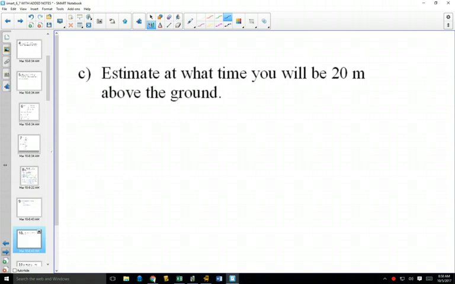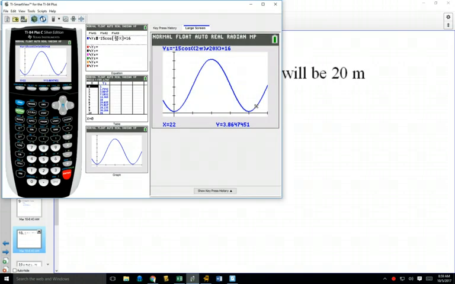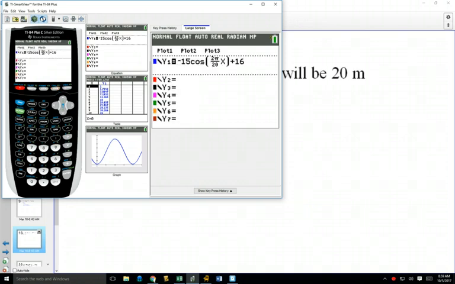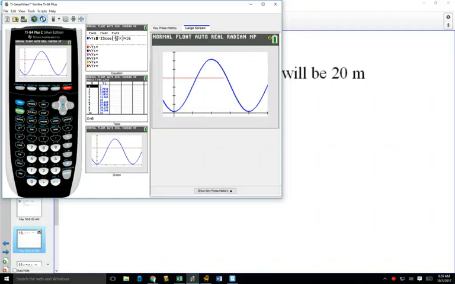If you want to estimate when you're going to be 20 meters above the ground, there's nothing on that menu that lets you plug in a y value. So I can plug in x values, but when I go to the second calculate menu, it lets me find x-intercepts, minimums and maximums, where graphs intersect, but it doesn't let me plug in a y value. So what I do is I'll go to y equals, go to the second one, and type in 20, and that'll draw a horizontal line where the y value is 20.